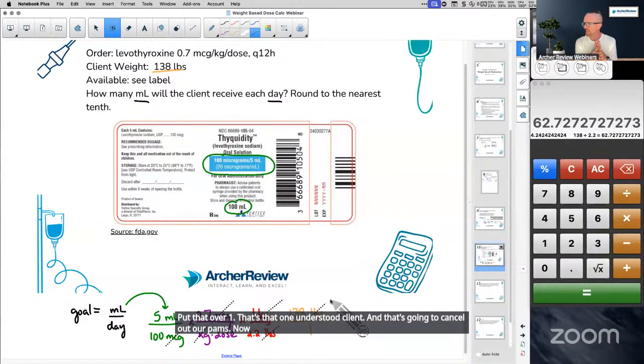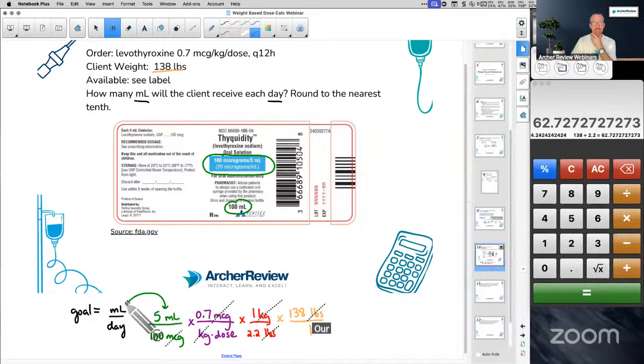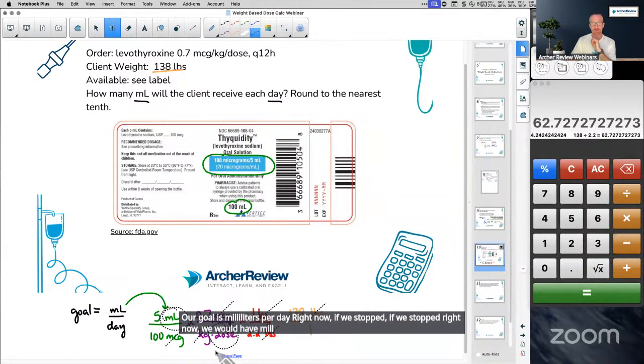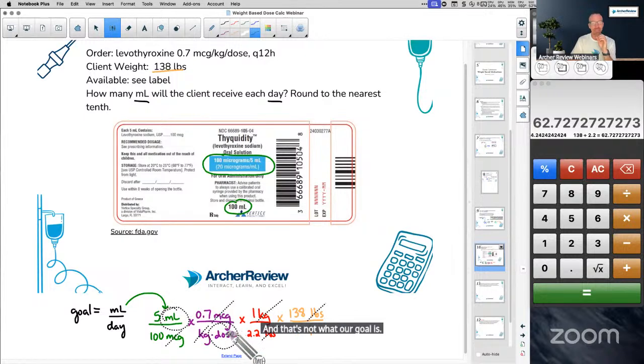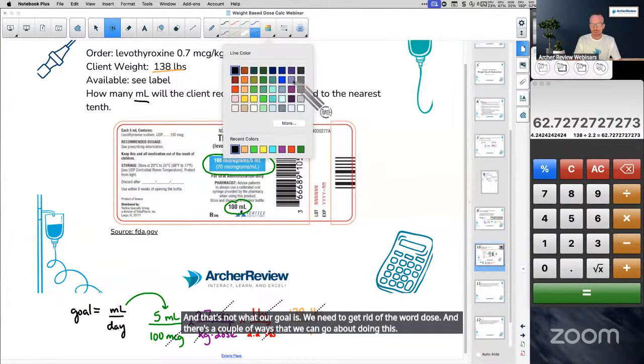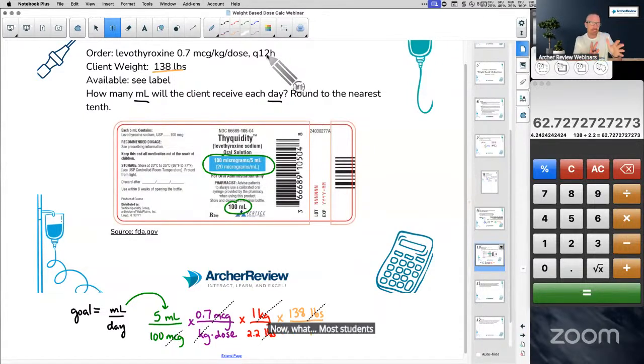Now, if we stopped right here, your answer would not be correct. Our goal is milliliters per day. Right now, if we stopped, we would have milliliters per dose. And that's not what our goal is. We need to get rid of the word dose. And there's a couple of ways that we can go about doing this. What most students do, maybe it's about 50-50. Q12H means every 12 hours. So what some people will do is they'll say, okay, this is per dose. They're getting 1 dose every 12 hours. That is what this means.